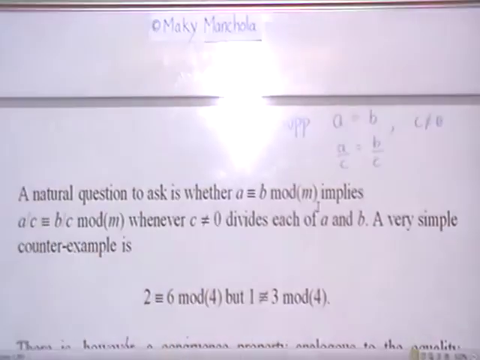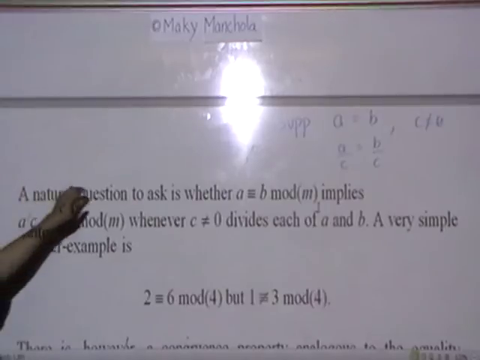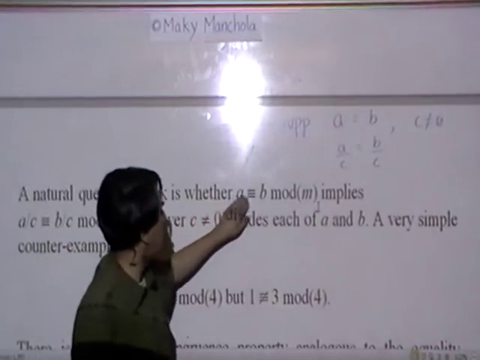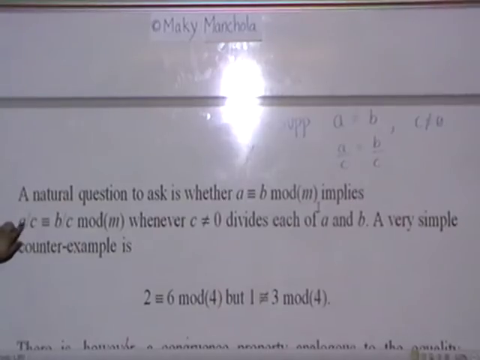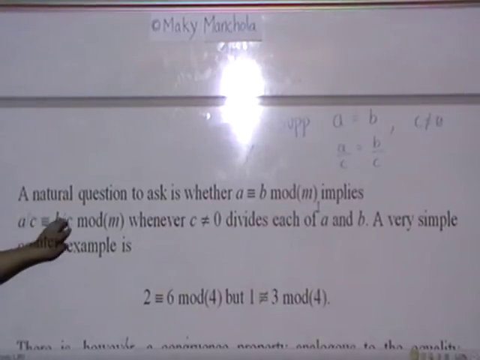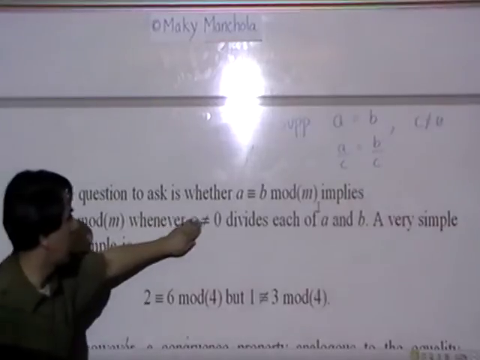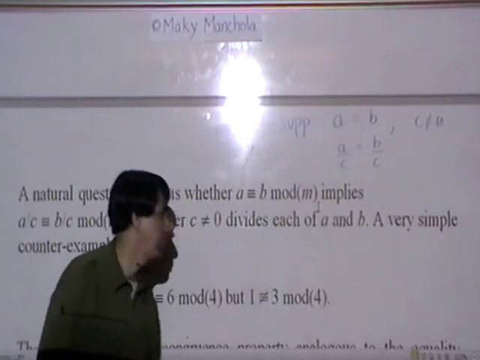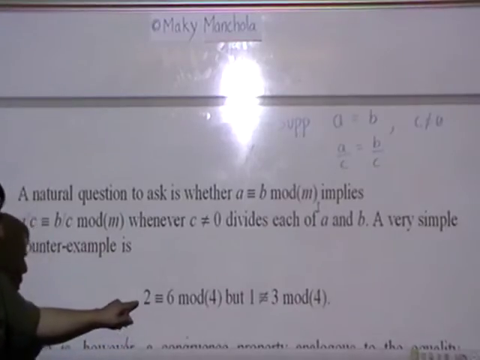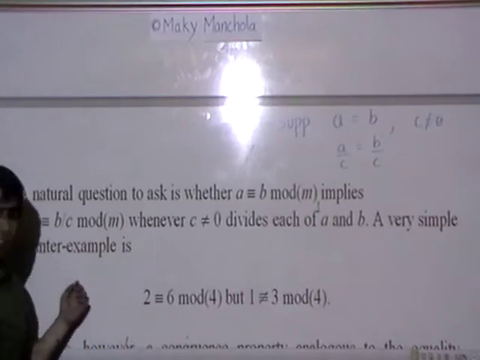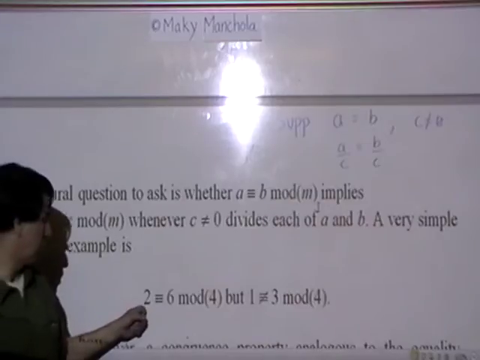Now, a natural question to ask is whether, if we have a is congruent to b mod m, then we will get a over c is congruent to b over c mod m whenever c, not equaling 0, divides a and b. Well, let's take a look at this congruence. We're after a counterexample. That's not really going to happen in general.